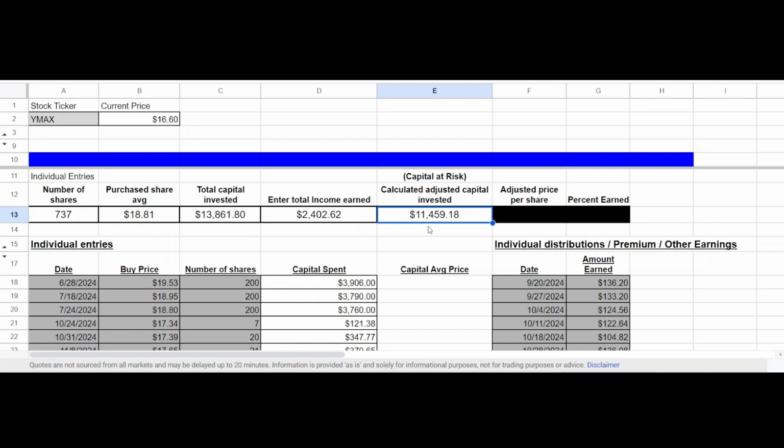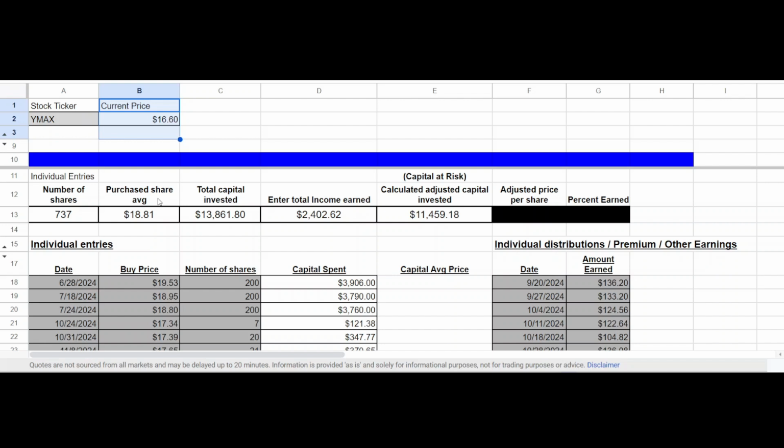And that is $11,459.18. So with that amount, dividing that by the number of shares, I can find out what my actual adjusted price per share is. And now, as you can see, the current price of YMAX is $16.60. And that's up here in this top left box. That's the current price at the time of this video.